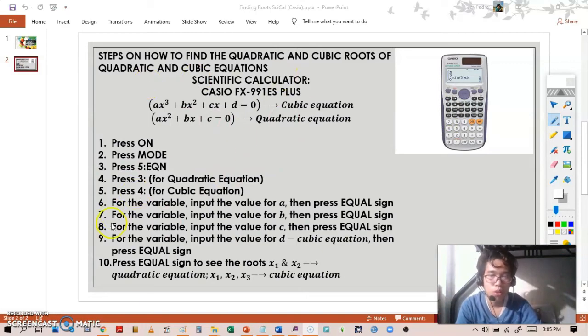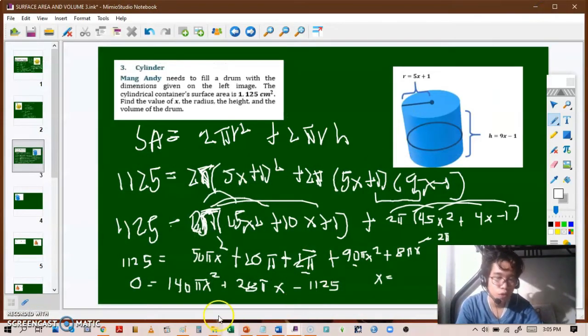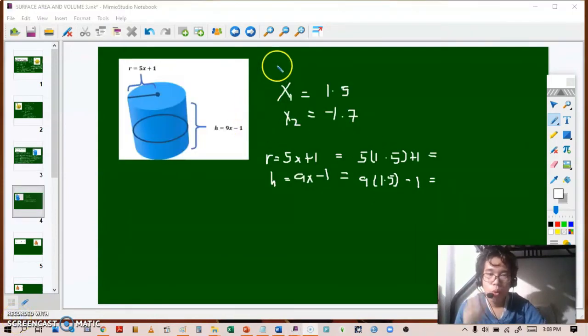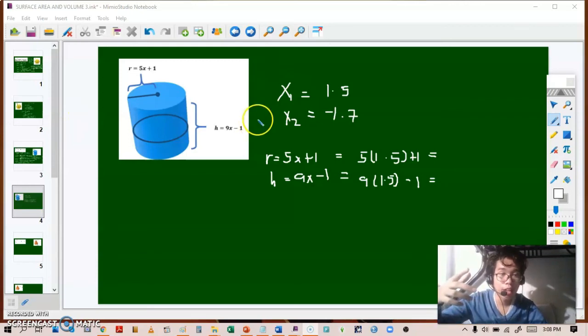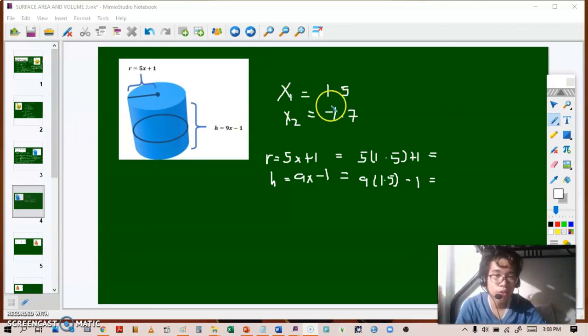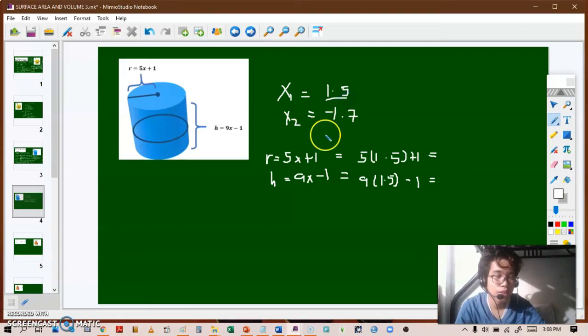Okay, so just follow these steps, and if you follow those steps correctly, you will find the two roots. Okay guys, so we found the two roots using our scientific calculator on our Casio. So x sub 1, the first root, is going to be 1.5 and the second root is going to be negative 1.7. Now again, we cannot have a negative root for our geometric figures, so this one is not the root.